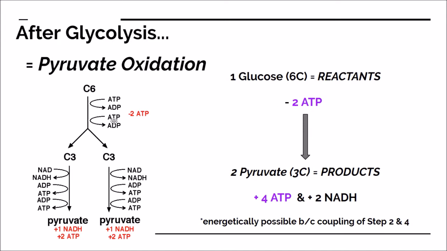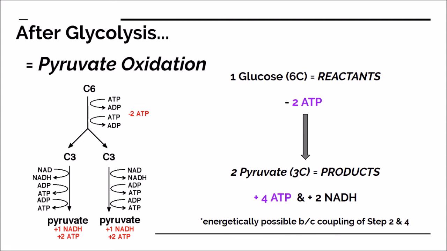You lose 2 ATP during the entirety of the process, but you end up gaining 4 ATP as a result, as well as 2 NADH molecules. So you get 4 ATP molecules as well as 2 NADH molecules, but you use 2, so you end up with a net gain of 2 ATP. So there you go, just some steps of glycolysis, but afterwards we have to process that pyruvate.